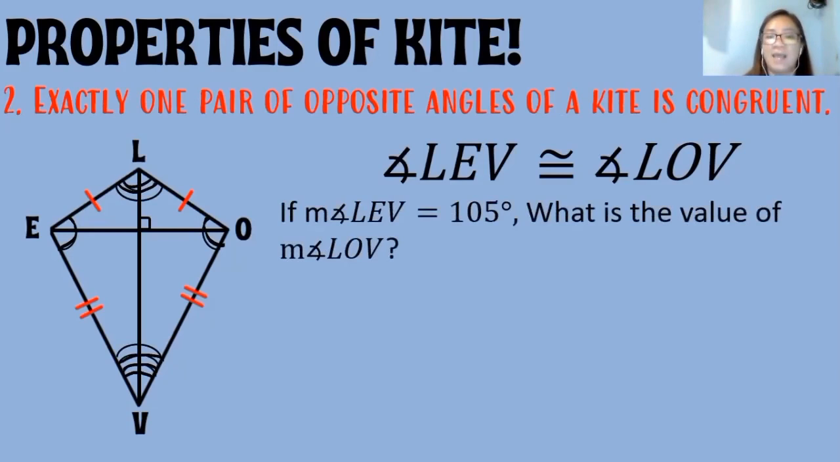Next, if angle LEV is equal to 105 degrees, what is the value of LOV? As practice, you can label your figure to fully understand it. If LEV is 105 degrees and it is congruent to LOV, therefore the measurement of angle LOV is equal to 105 degrees as well. That is what we meant by property number 2 of a kite.